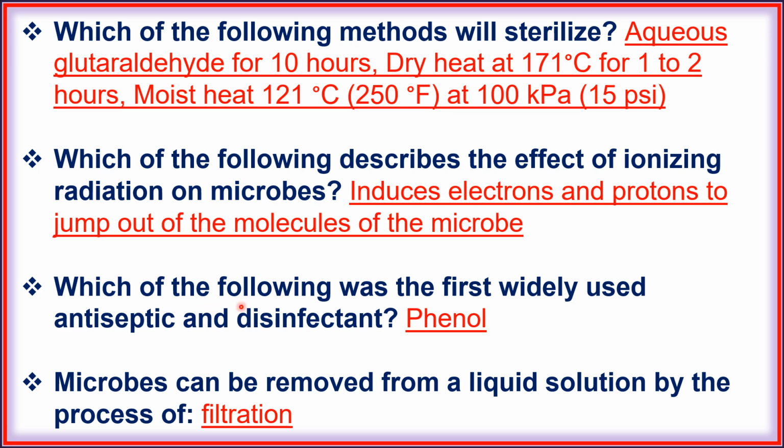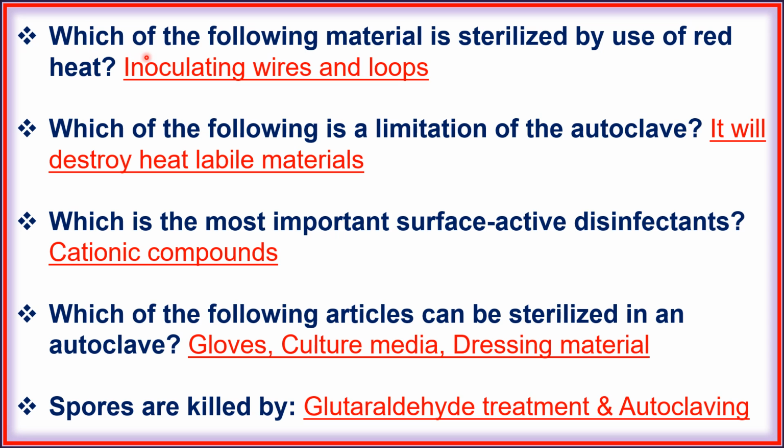Next, which of the following was the first widely used antiseptic and disinfectant? That is phenol. Next, microbes can be removed from a liquid solution by the process of filtration. Next, which of the following materials is sterilized by use of red heat? That is inoculating wires and loops. Next, which of the following is a limitation of autoclave? It will destroy heat labile materials.